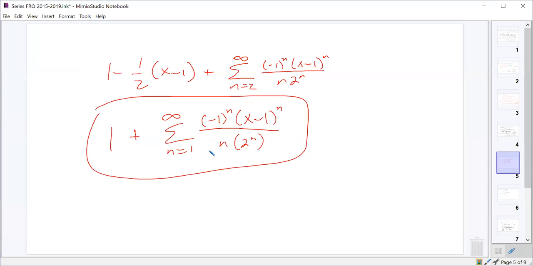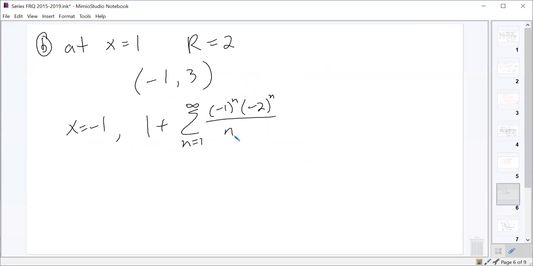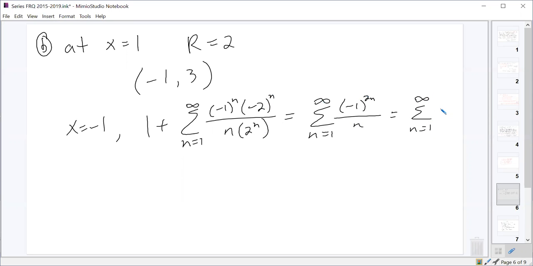And what was in my bottom there? n and 2 to the n. And we can take out the -1 from this. So this is -1 to the 2n. Then we have a 2 to the n over a 2 to the n over an n, which cancels. So we just have -1 to the 2n over n, giving us this. We still have the 1 plus in front of it.